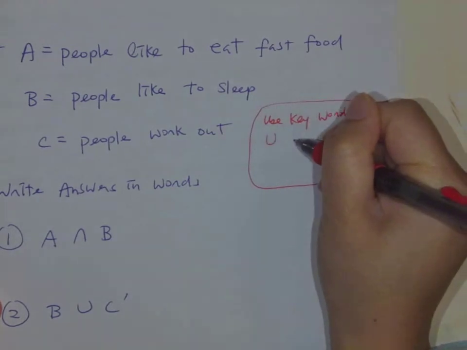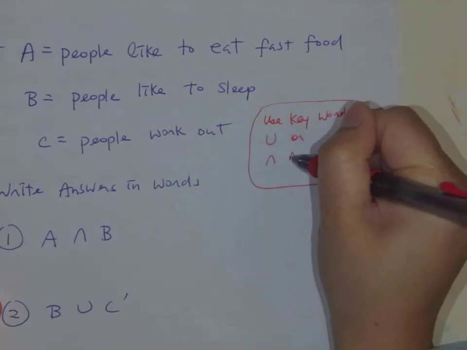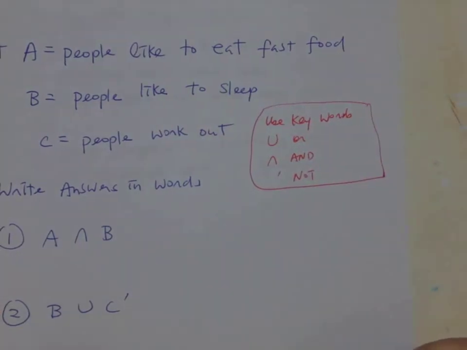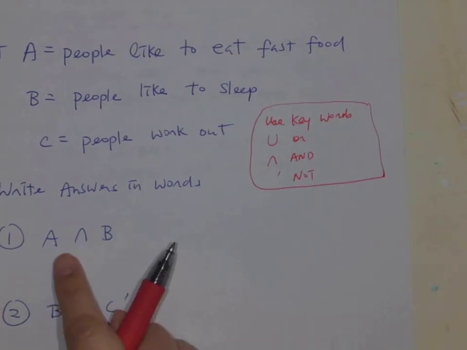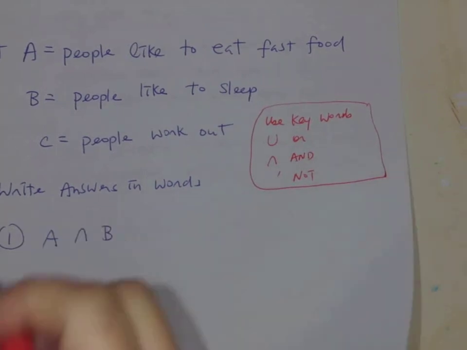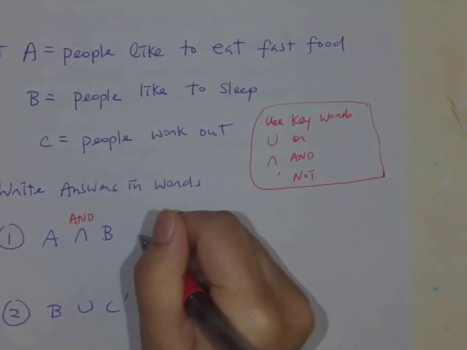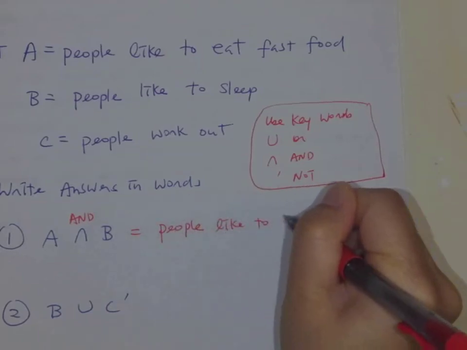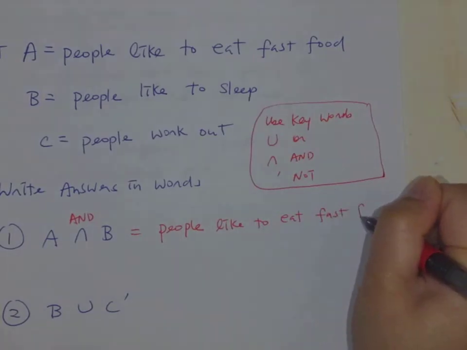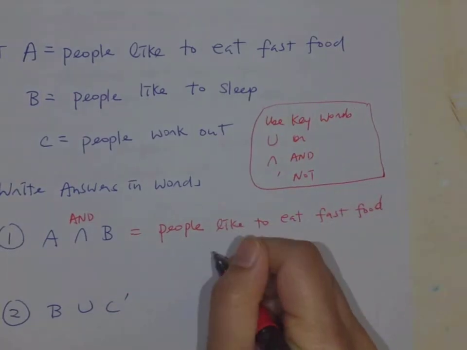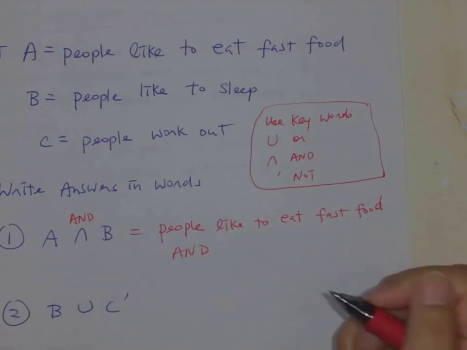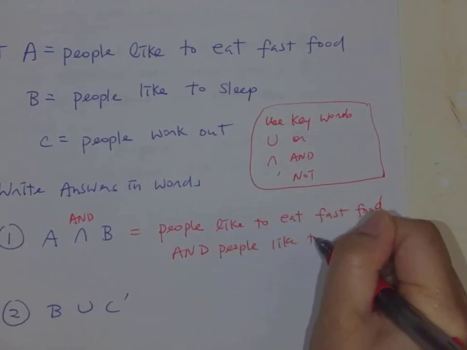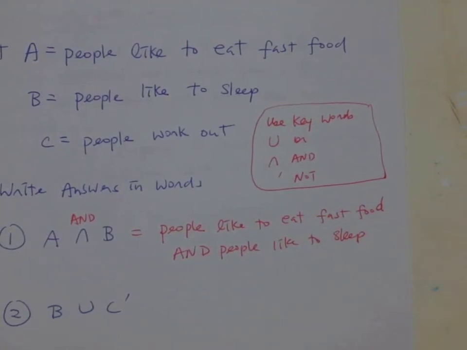So again, union is or, intersect is and, and the apostrophe is not, right? So as long as you can do that, I think you will be okay. A is people like to eat fast food, and this sign means and, right? So I'm going to just write straightforward. People like to eat fast food and people like to sleep. So either one of those would be my answer.